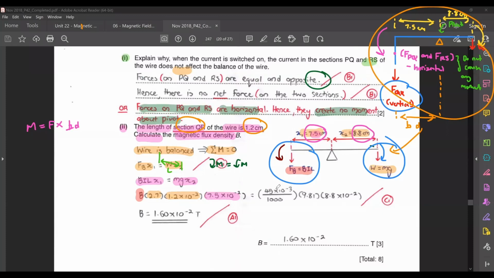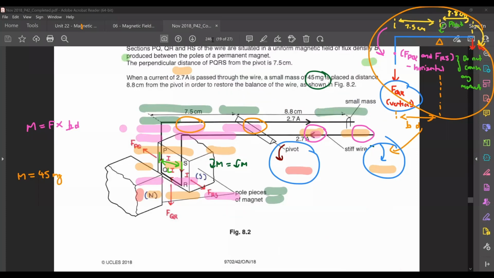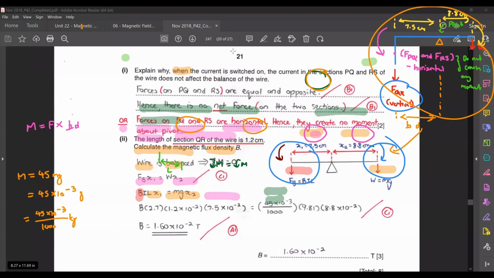If you then look at the other side of your equation, you have the mass as 45 times 10 power minus 3 divided by 1,000. Now your mass is actually 45 milligrams. The question has already stated that to you. It's right over here. So if you were to change it from milligrams to gram, it will be 45 times 10 power minus 3. But it will still be in grams. If you then wanted to change it to kg, you will have to take that 45 times 10 power minus 3 divided by 1,000 in order to change it to kg. That's the reason why right now your mass is written in this manner over here.